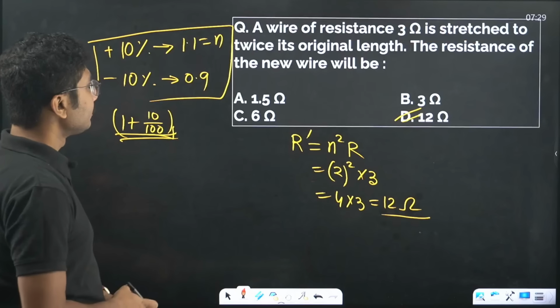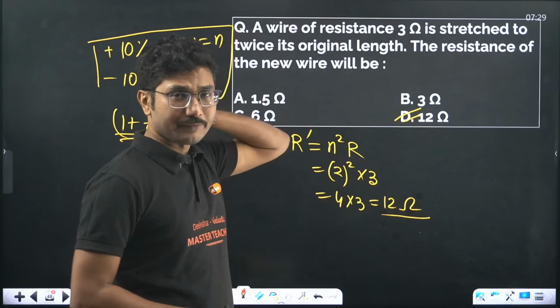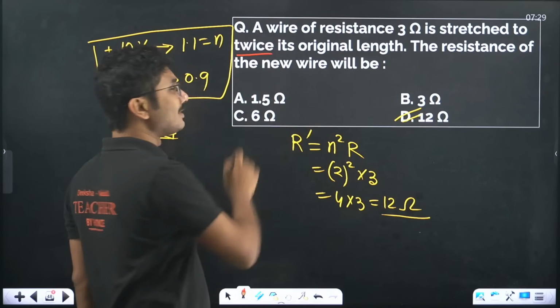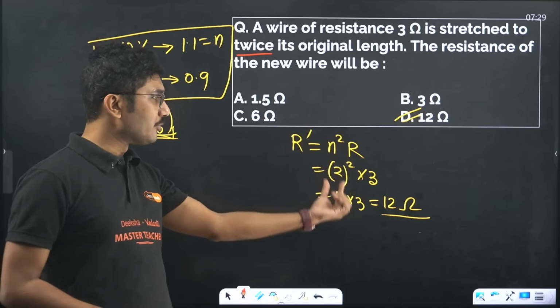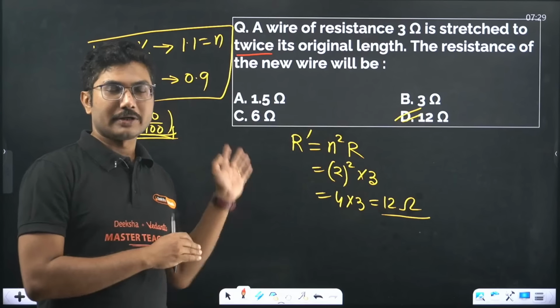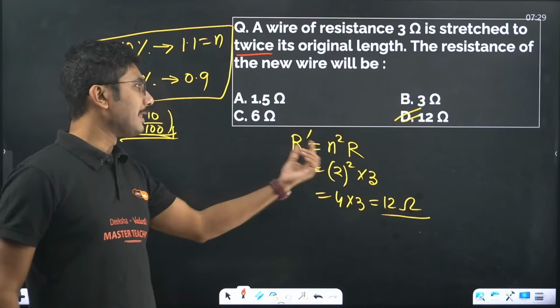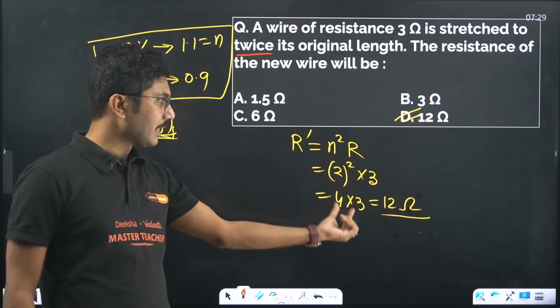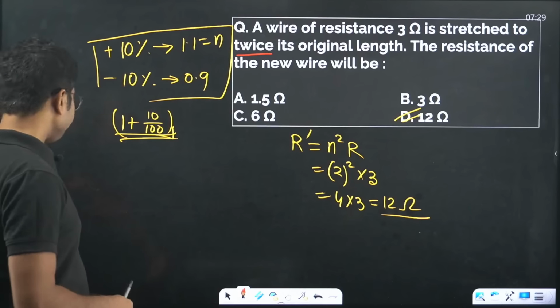Next, move on. A wire of resistance 3 ohm is stretched to twice. As I mentioned, if twice, thrice, 4 times, 5 times, 50%, 100% is mentioned, then you have to use this factor, and whatever strategy I told you to convert percentage into decimals or a number, you add that number over here and calculate the equivalent resistance.